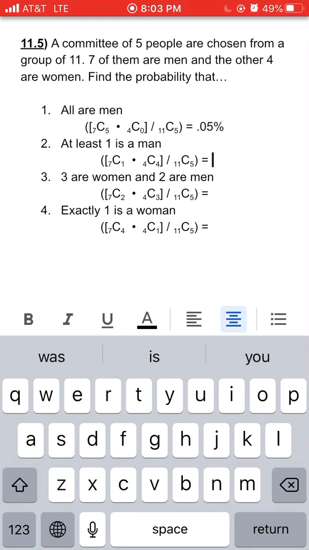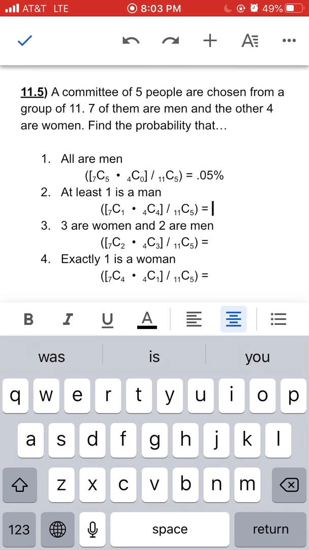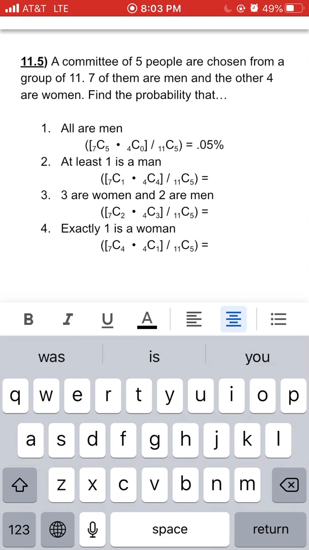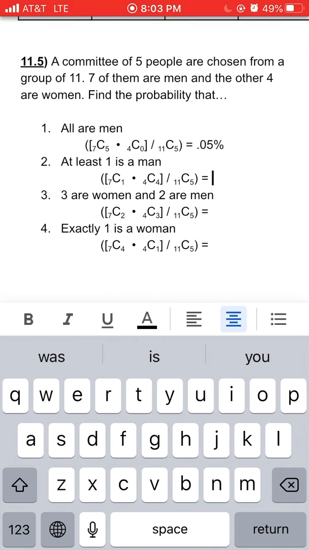For this one, we have at least one is a man. I also fluffed up this question because for this one, at least one is a man is like a set parameter that has to be followed, because there are only 4 women, and to make the committee you need 5 people, and so you can't make a group of 5 with only 4. And so I messed up this question too, but I turned it in, so I couldn't really change it.